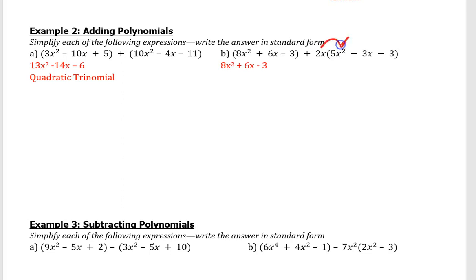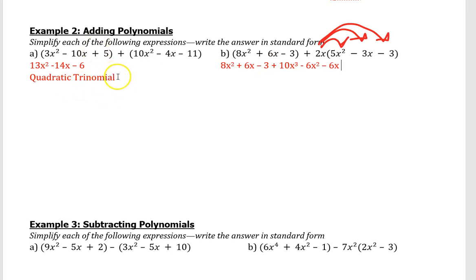So I'm going to distribute that 2x there. And let me go back so I can type it and it looks a little nicer. So down there, 2x times 5x squared is going to give me a plus 10x to the third. 2x times that negative 3x is going to give you negative 6x squared. And finally, the 2x times that negative 3 is just going to give us a negative 6x.